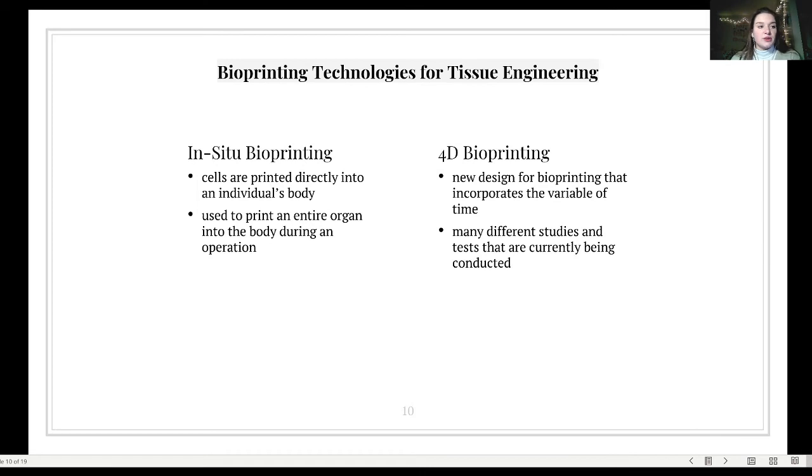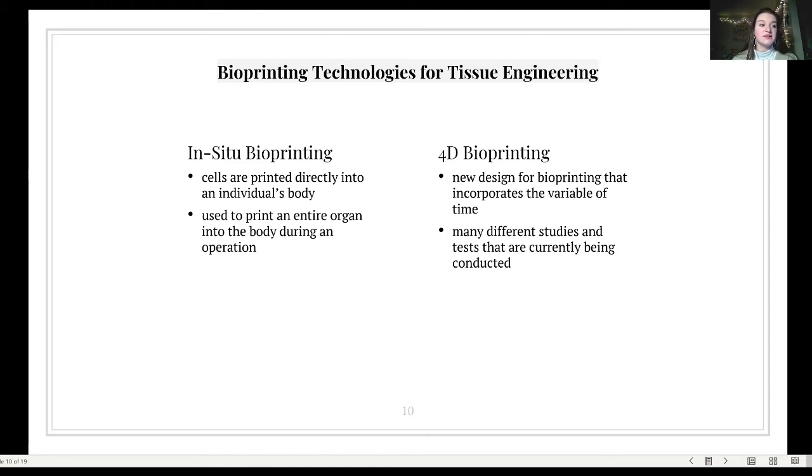In situ bioprinting is a method in which cells are printed directly into an individual's body. This method is mainly used to print an entire organ into the body during an operation and has been used in the past to repair skin, heart valve defects, and bone defects in mice.